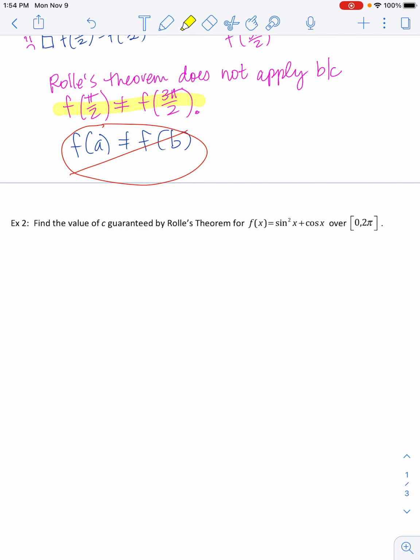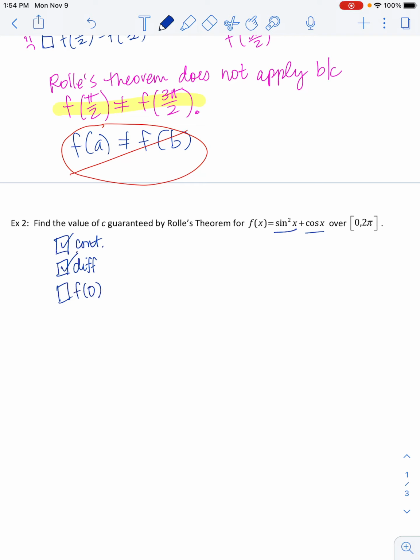Find the value of c guaranteed by Rolle's theorem, where f of x is sine squared x plus cosine x over 0 to 2 pi. Same as before, make the checklist. Is this function continuous? We know that it is because sine is continuous, cosine is continuous, and all we're doing is adding them together. If we were dividing them, that would cause a different issue. But since individually they're continuous, when you combine them, they are as well. Is it differentiable? Yes, same reason as example 1.